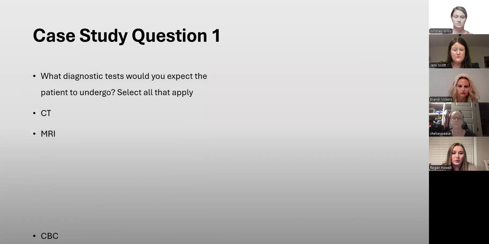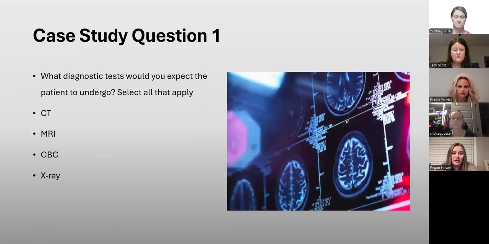So question 1, what diagnostic tests would you expect the patient to undergo? Select all that apply. So we have a CT, MRI, CBC, and an X-ray. And the correct answers would be CT, MRI, and CBC.